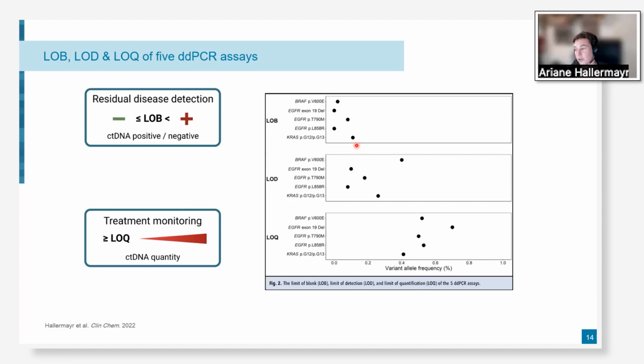But it's actually important in a clinical setting to know the distinct cutoff from which it is possible to reliably detect ctDNA. And similar results were also obtained for the limit of quantification, as you can see here. Depending on the assay, the performance or the cutoff for reliable ctDNA quantification is also widely dispersed.